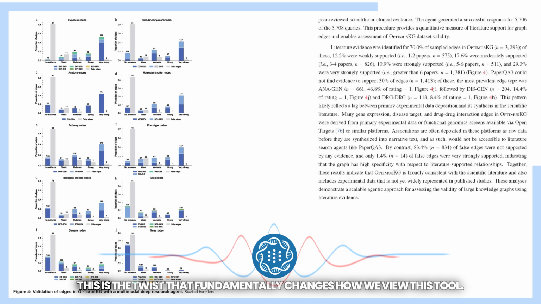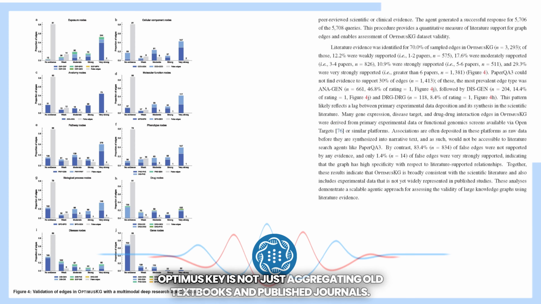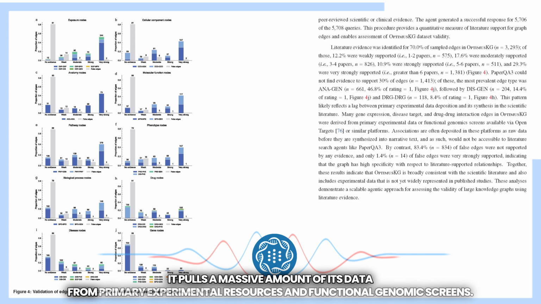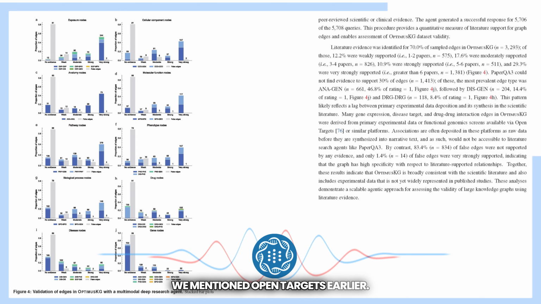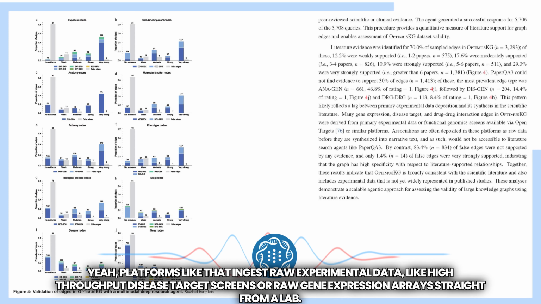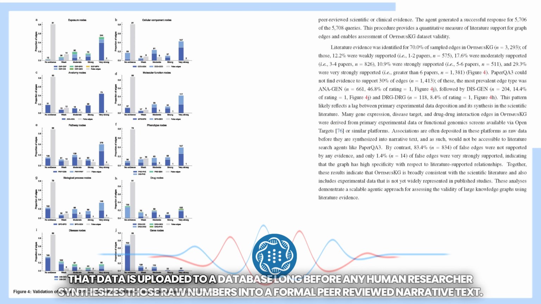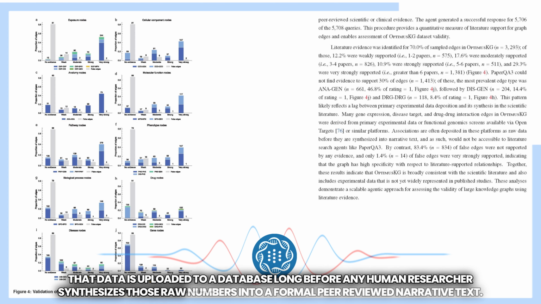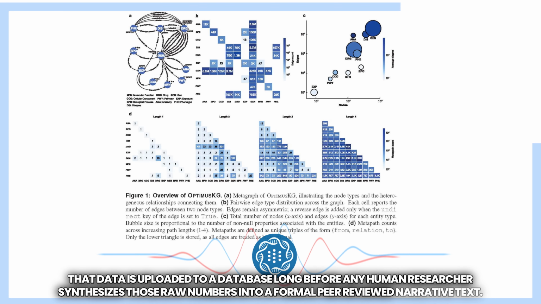Wait, really? This is the twist that fundamentally changes how we view this tool. It is. OptimusKG is not just aggregating old textbooks and published journals. It pulls a massive amount of its data from primary experimental resources and functional genomic screens. We mentioned Open Targets earlier. Platforms like that ingest raw experimental data, like high-throughput disease target screens or raw gene expression arrays straight from a lab. That data is uploaded to a database long before any human researcher synthesizes those raw numbers into a formal peer-reviewed narrative text. Oh, wow.